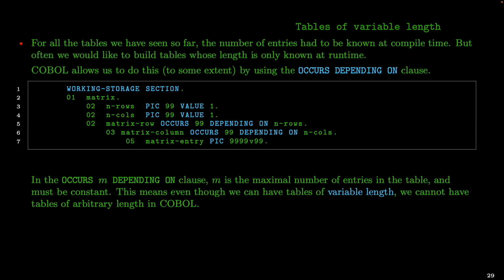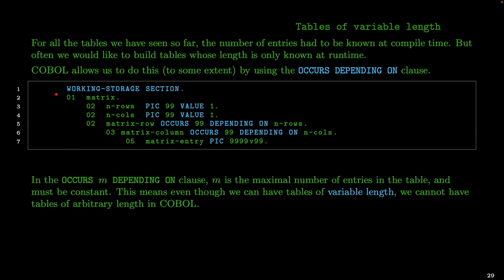For the tables we have seen so far, the number of entries had to be known at compile time. So we gave them a fixed size in the working storage section, and the compiler would arrange for the memory to be precisely of the given size. But often we would like to build a table whose length is not known at compile time, but only determined at runtime. And to some extent, COBOL allows us to do this by using the occurs depending on clause. We see here in this example how it works.